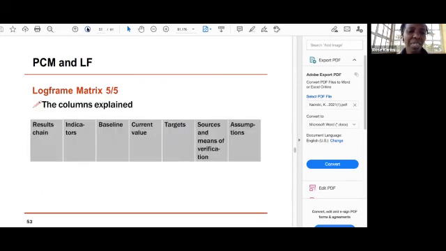The result chain is the impact, the outcome, the outputs and the activities, then the indicators. The baseline is where you have collected what the situation is before the project so that you're able to know what the target is. If 10 farmers today are able to practice climate smart agriculture, what would we want the target to be after the project? Maybe we want the 200 farmers.